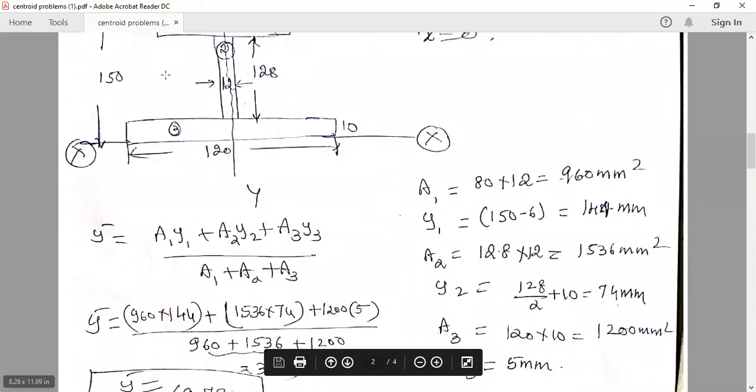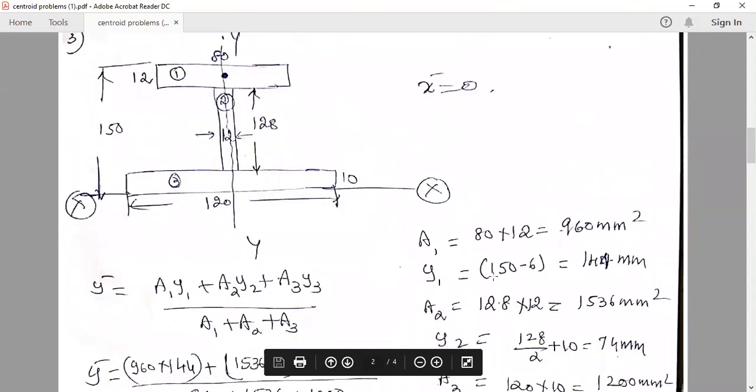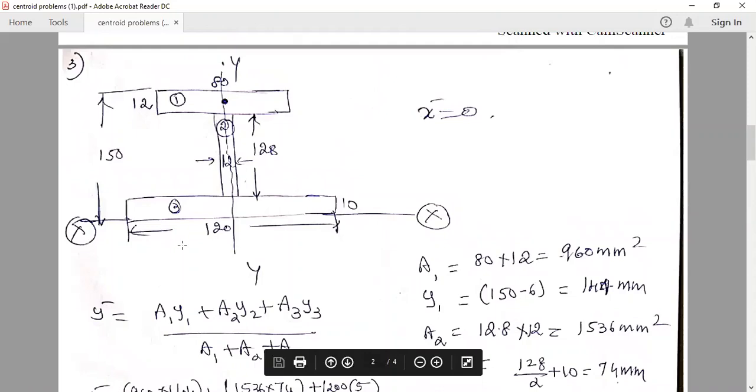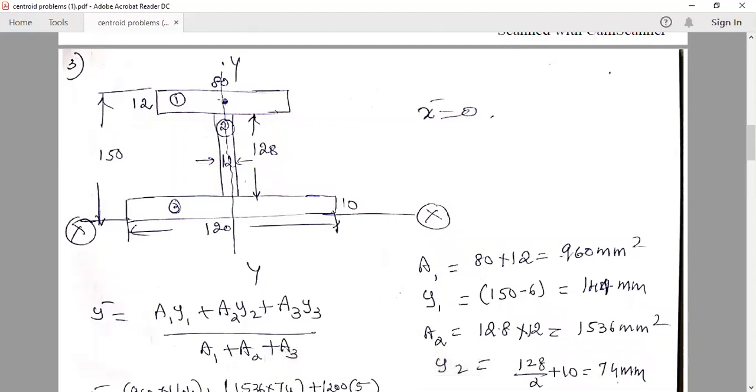A1 is the top rectangle area. It is 80 by 12. 80 is the width, depth is 12. 80 into 12, B into D, is the area of the rectangle. Now its centroid, with reference to the given x-axis, where the centroid of the top rectangle lies, from here to the bottom. So that is 150 minus 12 by 2. That is 6. 150 minus 6 is 144 millimeter.